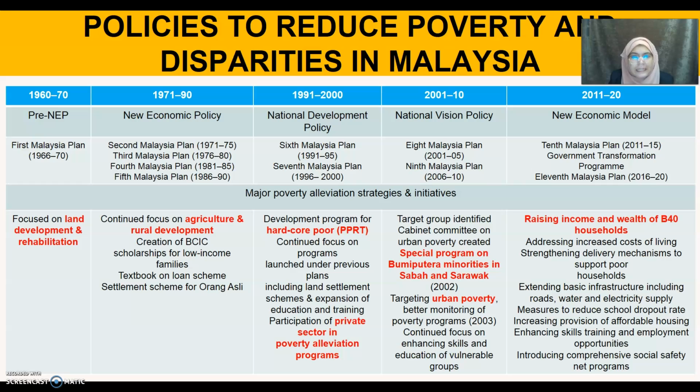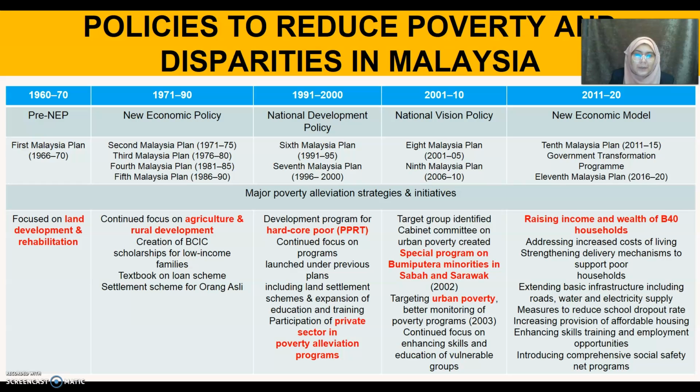Okay, starting 1990s to 2000, they focus more on the National Development Policy. Just like more the economic policy, this one is more a development policy, where they come out with the 6th Malaysian Plan and also the 7th Malaysian Plan. During this time, they focus on the hardcore poor, or we call them the PPRT. Perancangan... I forgot about the acronym. Okay, you can try to search what is the PPRT.